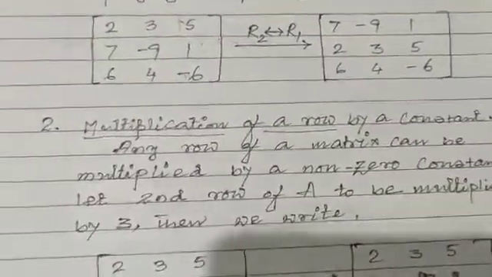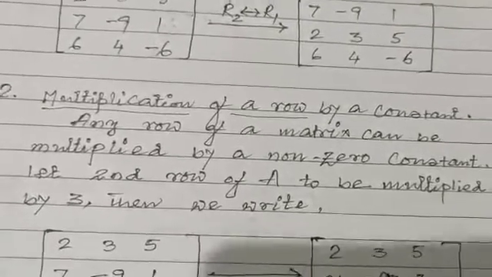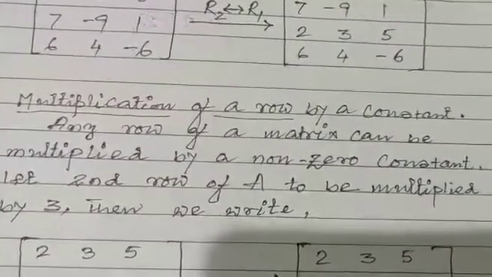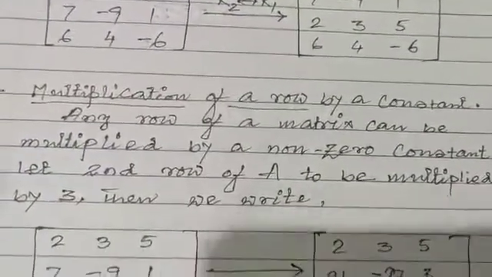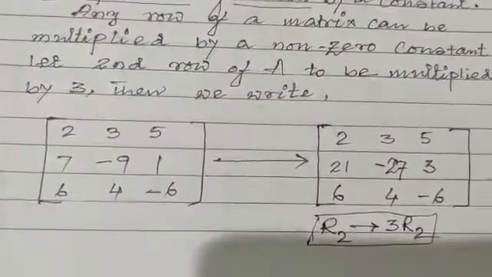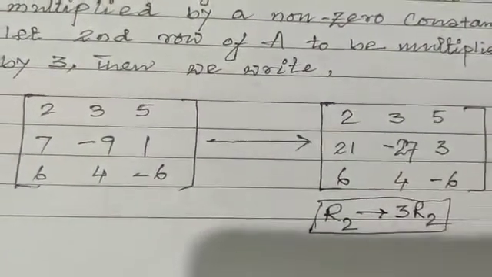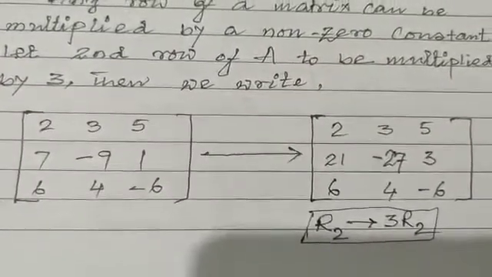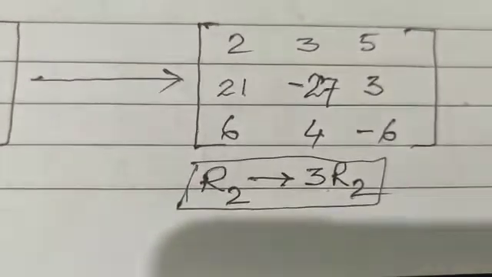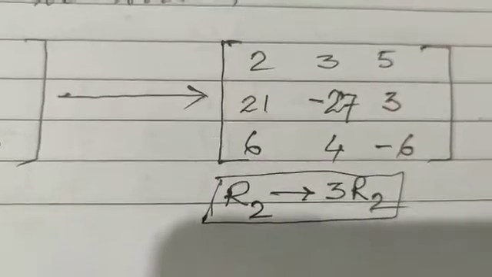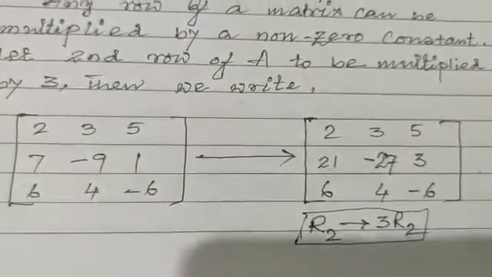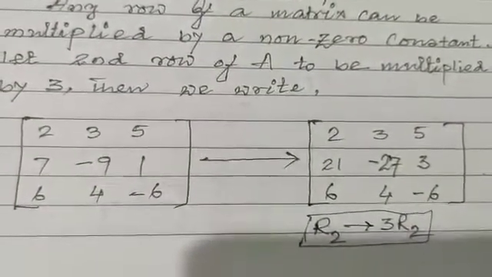The second elementary operation is multiplication of a row by a non-zero constant. Suppose you wish to multiply a particular row of a matrix by 3, then here you will write, suppose R2 you wish to change, R2 is converted to 3R2. Here the left hand side gives you the new second row and the right hand side gives you 3 times the old one. So the new matrix formed is 2, 3, 5, 21, minus 27, 3 and 6, 4, minus 6.